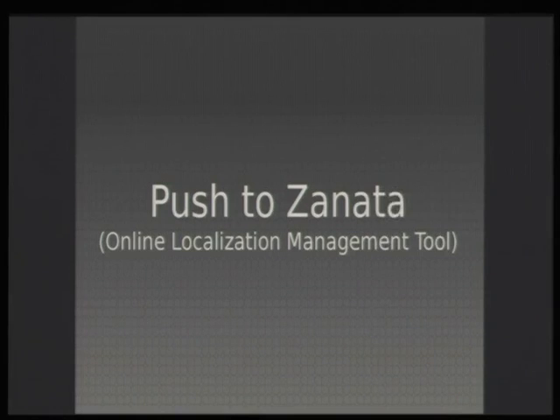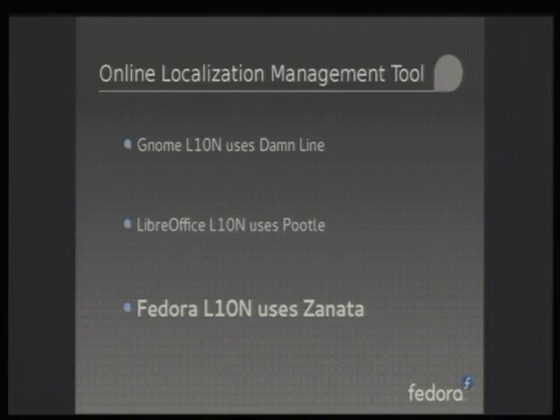So as explained, this time we're going to use Zanata. Pushing to Zanata has to be done by the developer. Zanata is not the only platform we use. As it says, the GNOME Localization Team uses Damned Lies, which I belong to as well. LibreOffice Localization uses Pootle. And the Fedora Localization Team uses Zanata.